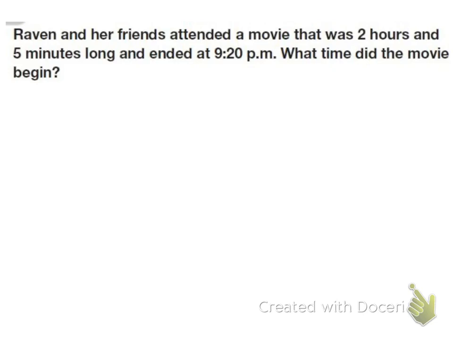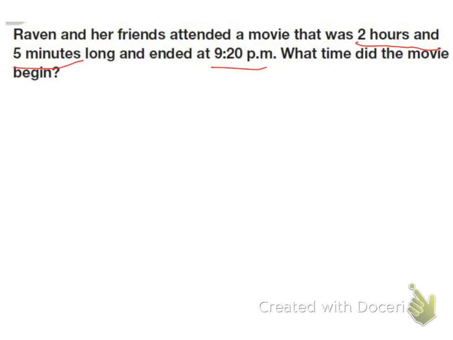So, here in this problem, Raven and her friends attended a movie that was 2 hours and 5 minutes long and ended at 9:20. What time did the movie begin? So in this problem, we're given an ending time and the elapsed time. Okay. We're asked to find the beginning time. So that's 2 hours and 5 minutes before 9:20.